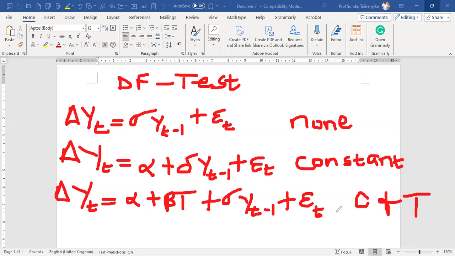So the first one did not have the constant and trend. The second one had a constant, and the third one is both constant and trend. So these are the three test equations that you use when using the Dickey-Fuller test.